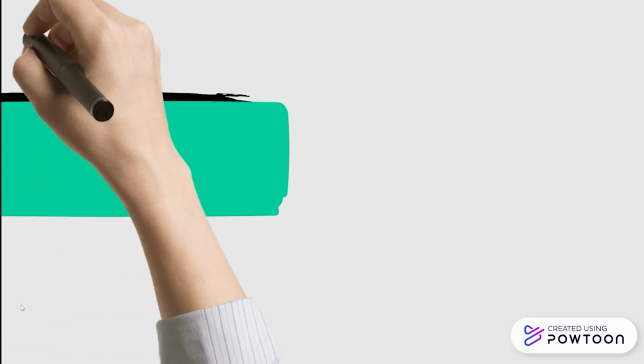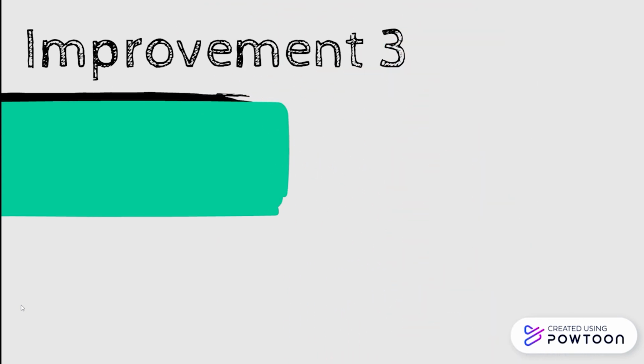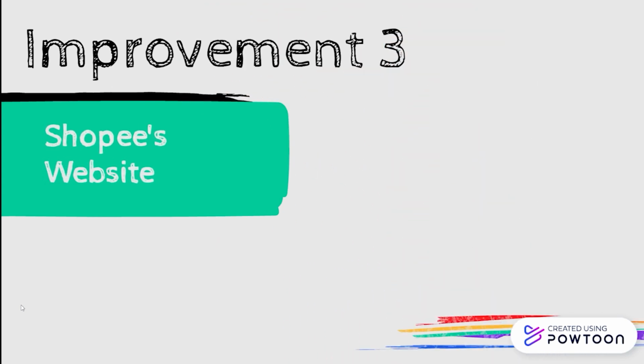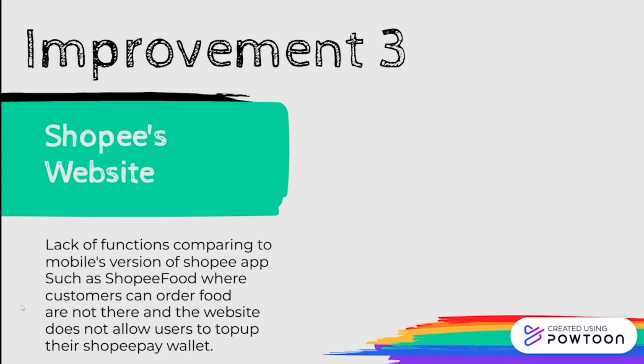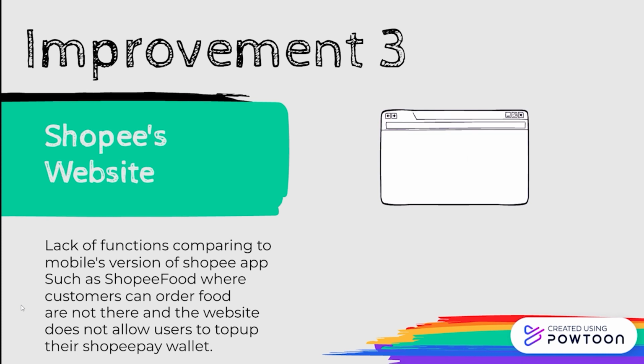Last improvement is adding more functions into Shopee's website, as the website does not have some of the functions compared to the mobile version of the Shopee app. Such as Shopee Food, where customers can order food, are not there, and the website does not allow users to top up their Shopee Pay wallet. So these are the 3 improvements that can be made by Shopee.